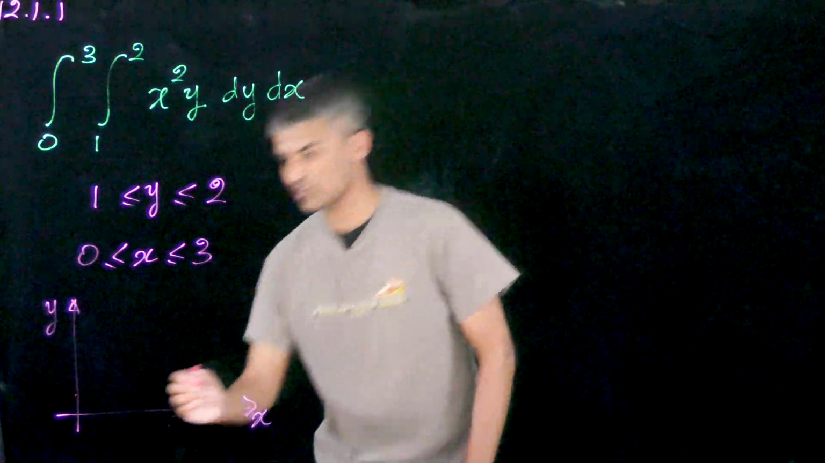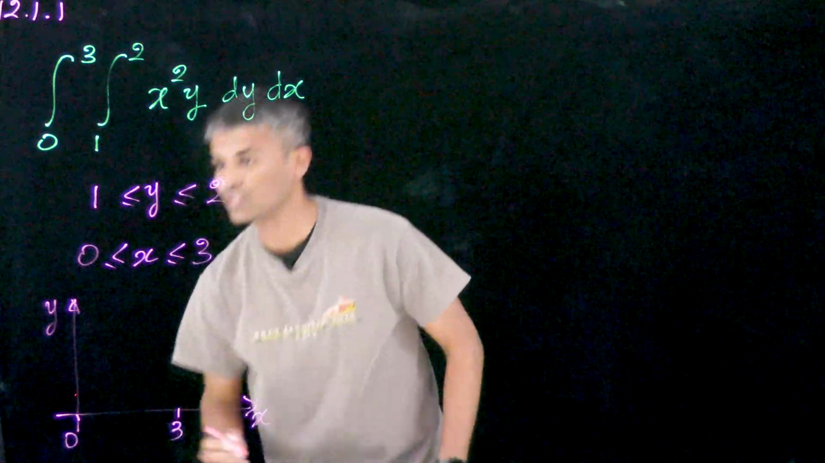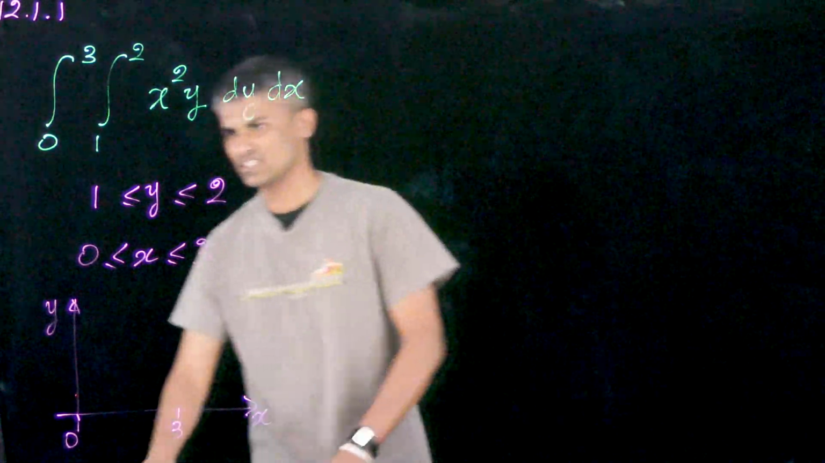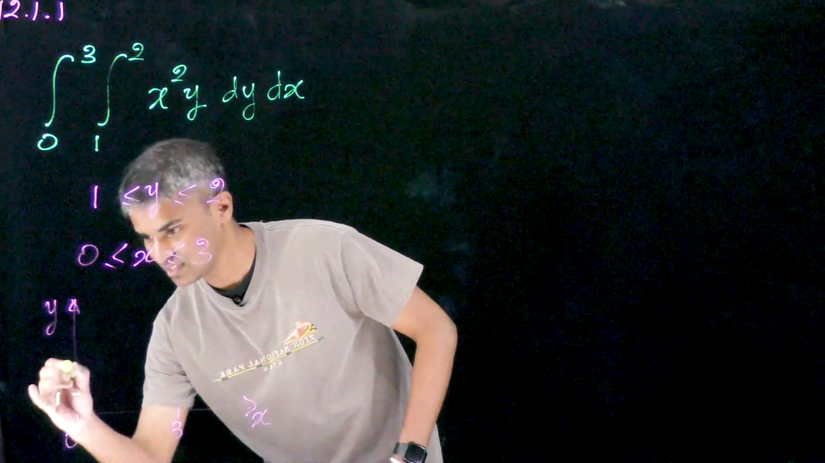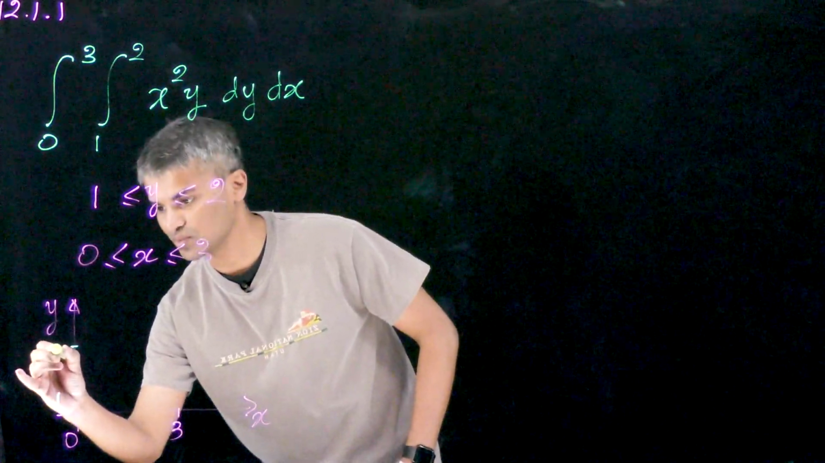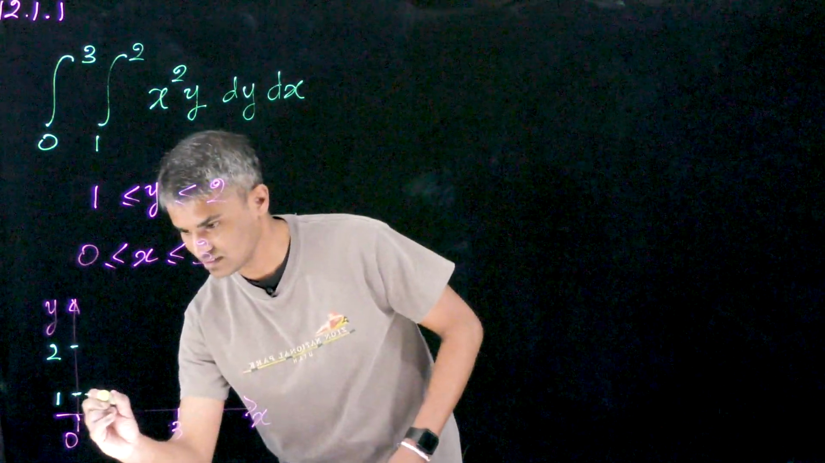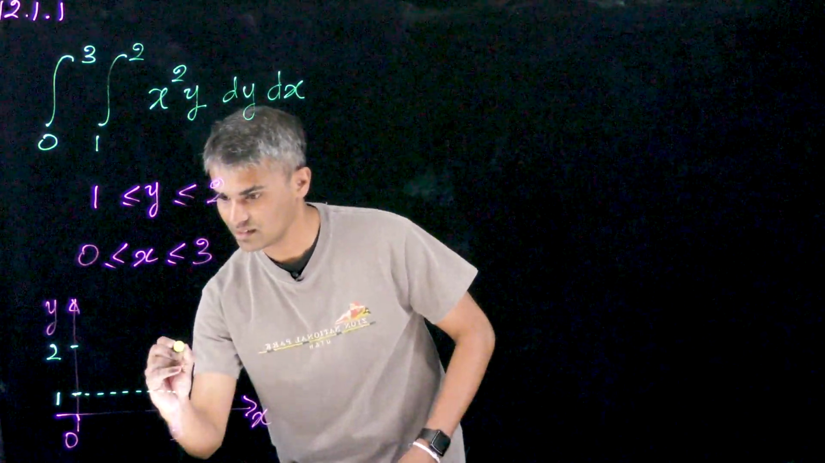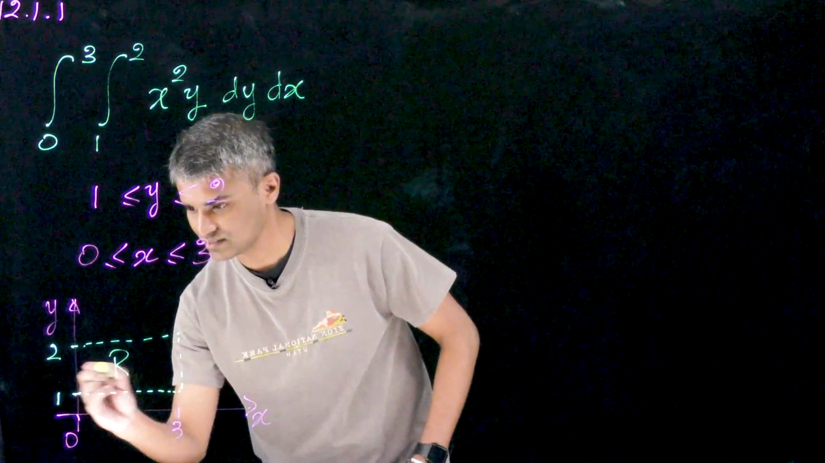Okay, x goes from 0 to 3, so this is 0, this is 3, and y goes from 1 to 2, so this is y equals 1, this is y equals 2. So our domain is this rectangle R. This is your domain.